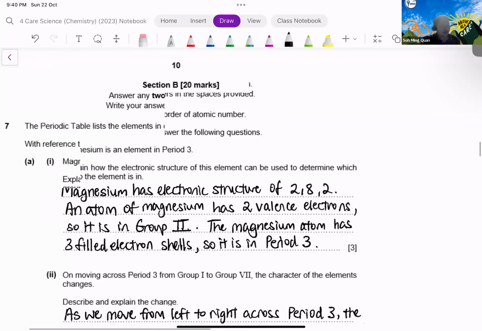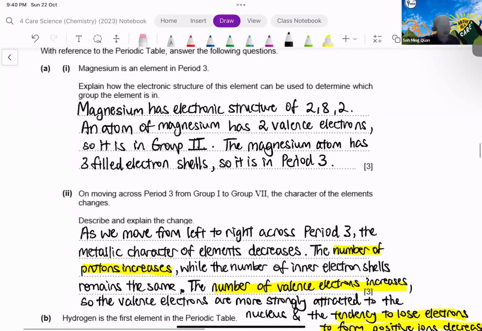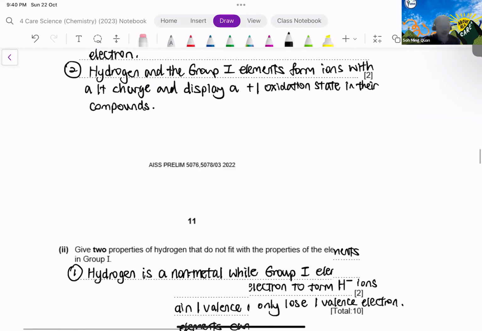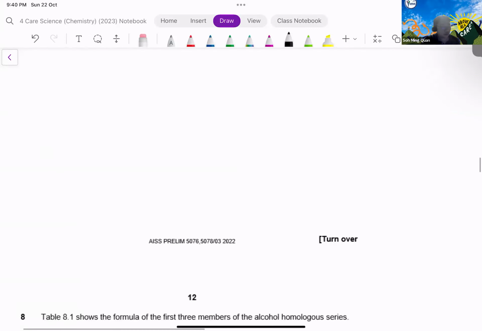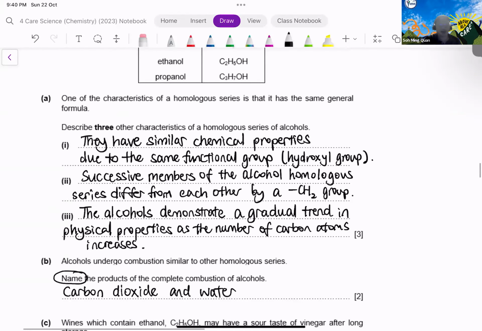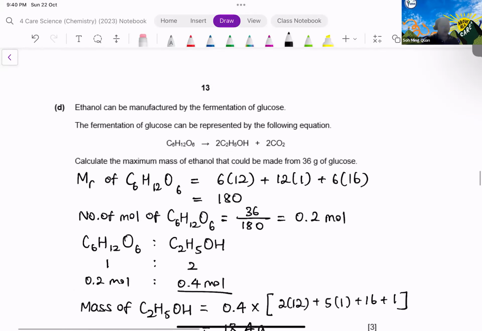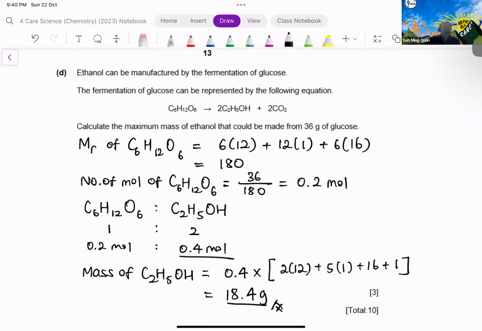Now, moving on to section B, I will skip question 7. I've written the answers in OneNote. Please go check the answers. All right. Now, question 8, again, first part I will skip because I've written the answers in OneNote, and this resembles some of the questions that we have already gone through together in class. All right. Now, let's just go to question 8, part D. It is a mole concept question.